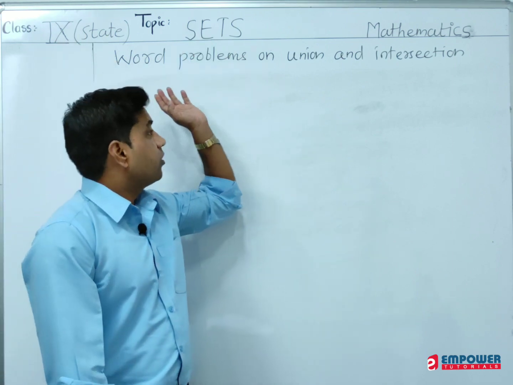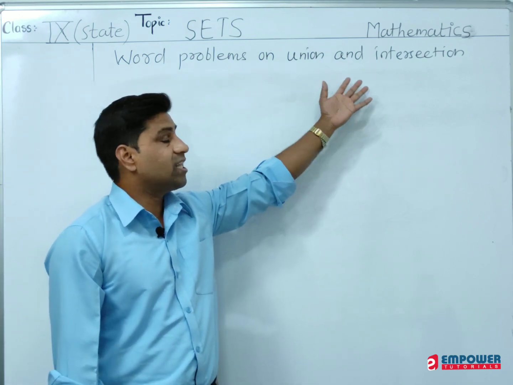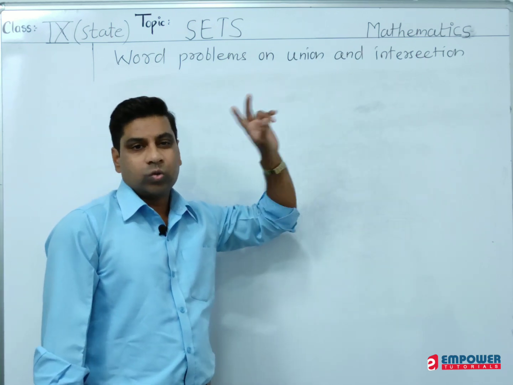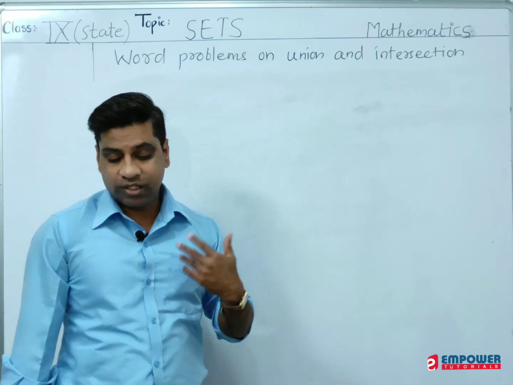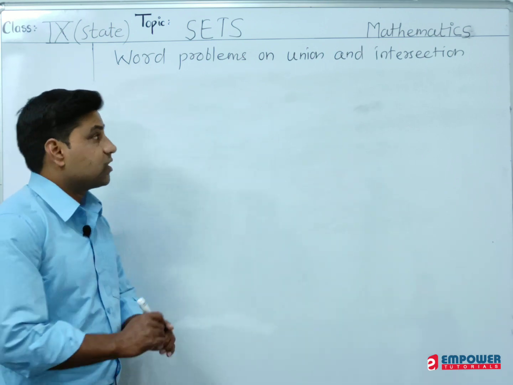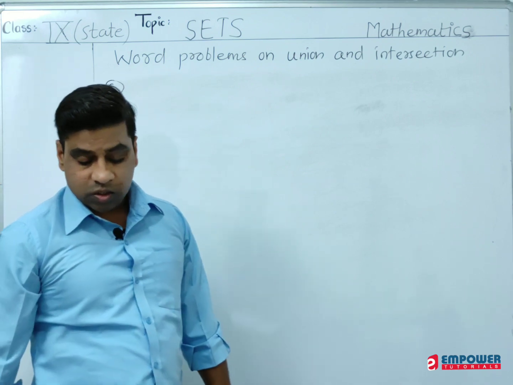Okay, so we are doing word problems on the basis of what? Union and intersection of two sets. In the last video I taught you two different types of questions. Let's see some more questions. This is a little bit different question. This is question 6 from your problem set. Okay, so what is given?